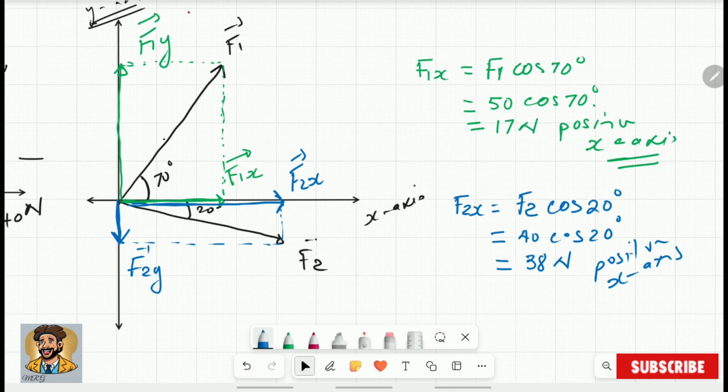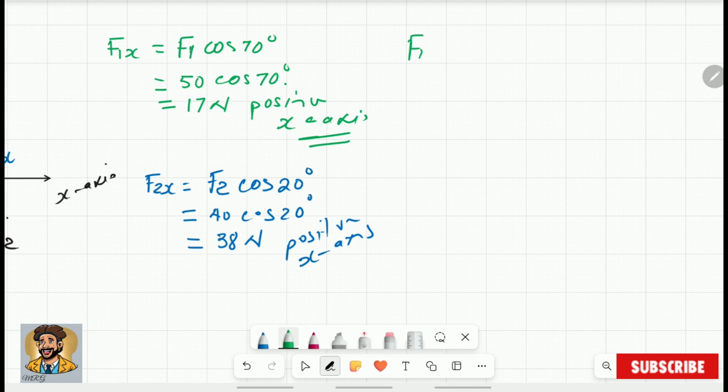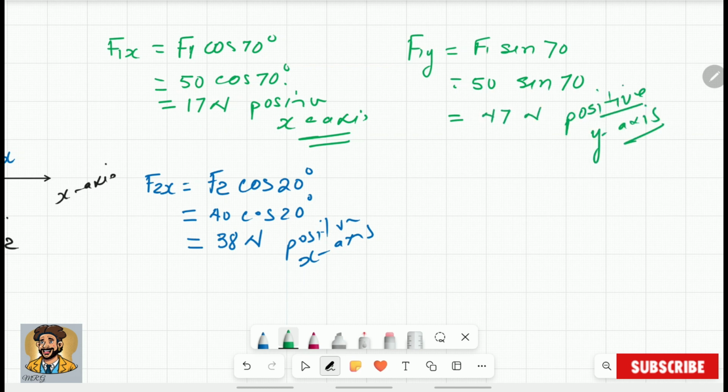Now I'm going to do the same for the y components of both of them. So F1 in Y is equal to F1 sine theta. Theta is how much? Let's use the theta. It's 70. Okay? 47 Newton. It's right up. Okay?